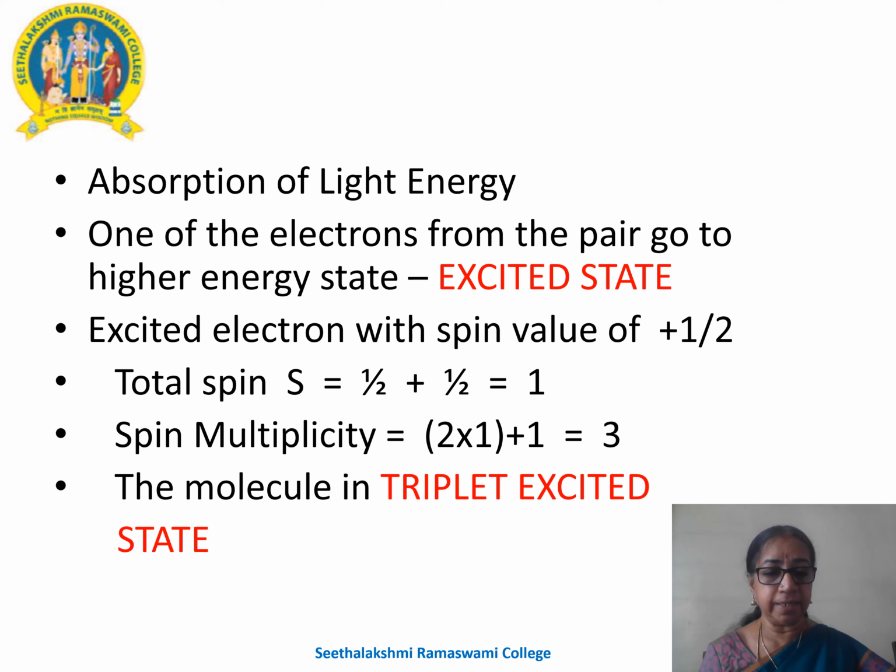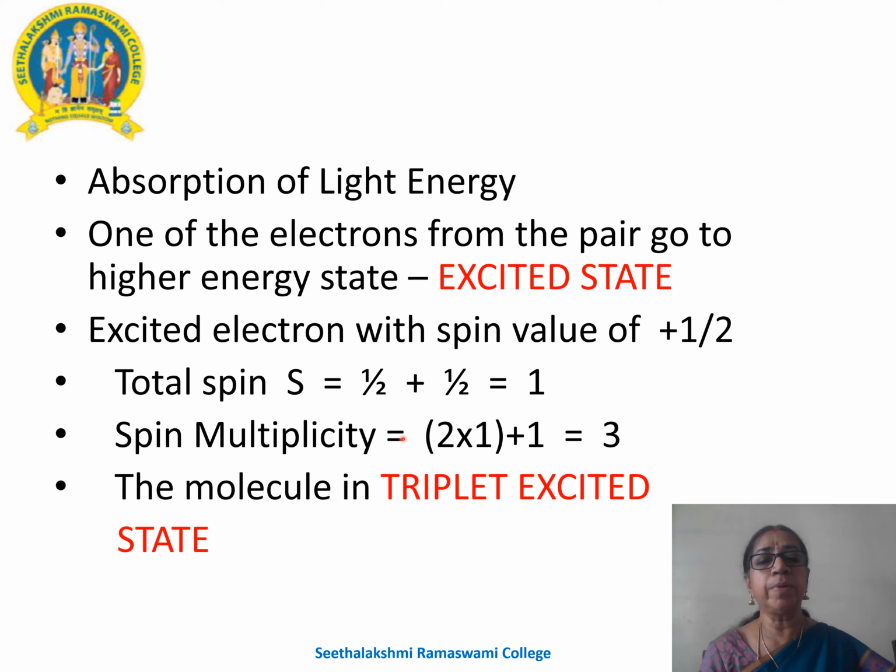Now, in the excited state, that single electron may have a spin of plus half or minus half. If its spin is plus half, then the total spin S will be 1. Here we are considering that the electron in the ground state has a spin of plus half, and in the excited state also its spin is plus half. So the total electron spin is 1.